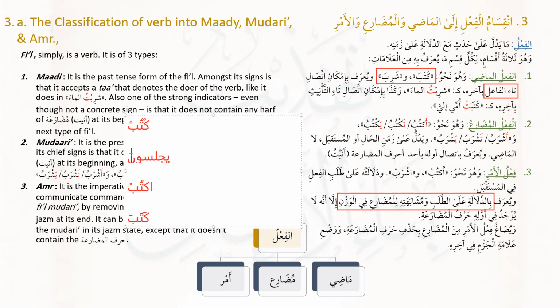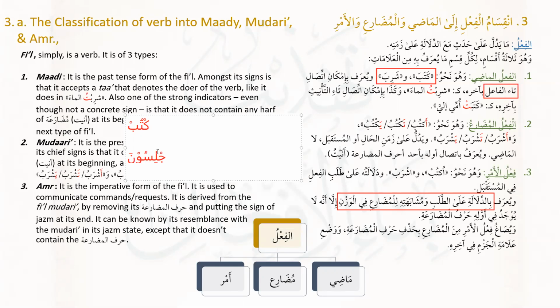In يجلسون, we are supposed to follow the same steps. What are the steps to derive a فعل أمر? Remove the حرف المضارعة, we removed it. ووضع علامة الجزم في آخره. Now, what is the علامة of جزم here? حذف النون. أحسنتم. حذف النون. This is how you will form the فعل أمر for يجلسون.